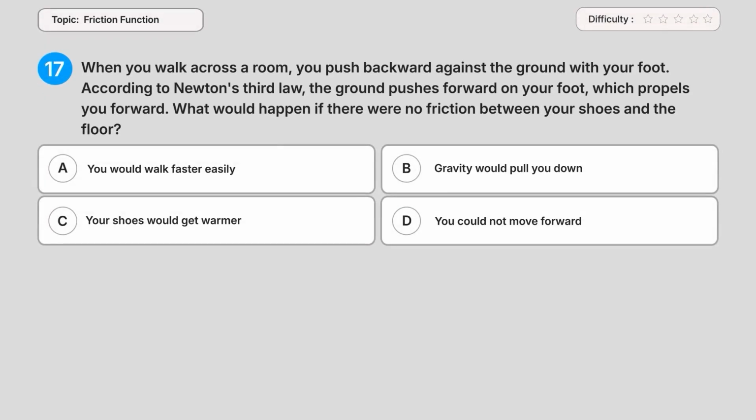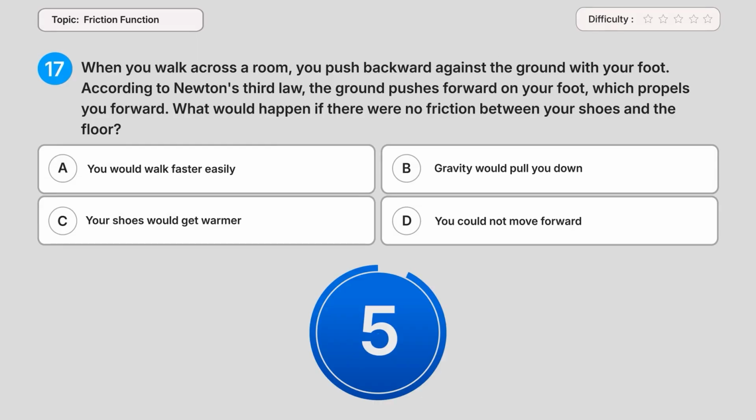17. When you walk across a room, you push backward against the ground with your foot. According to Newton's third law, the ground pushes forward on your foot, which propels you forward. What would happen if there were no friction between your shoes and the floor? A. You would walk faster easily. B. Gravity would pull you down. C. Your shoes would get warmer. D. You could not move forward.